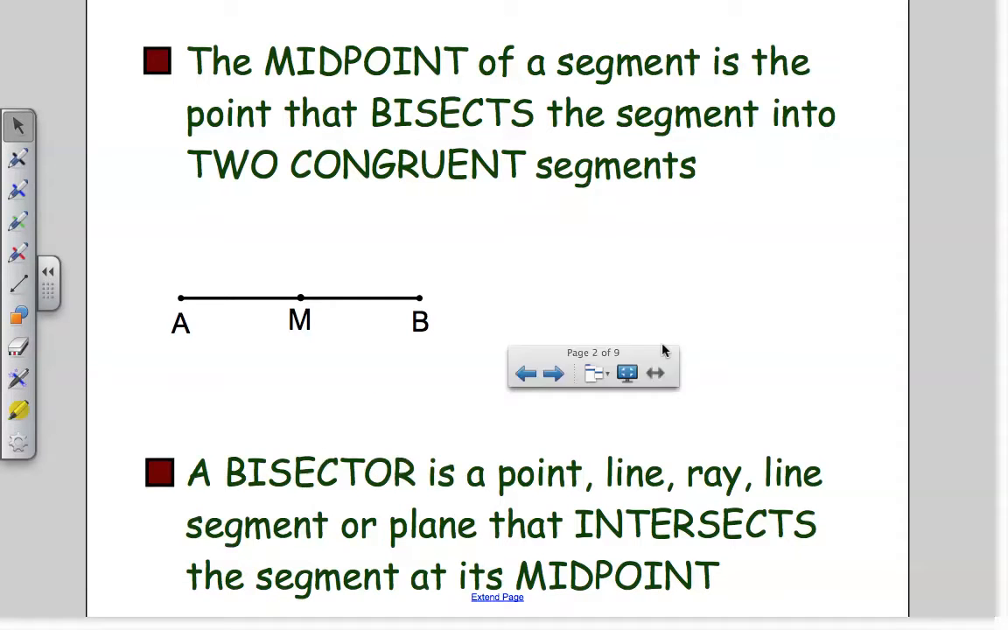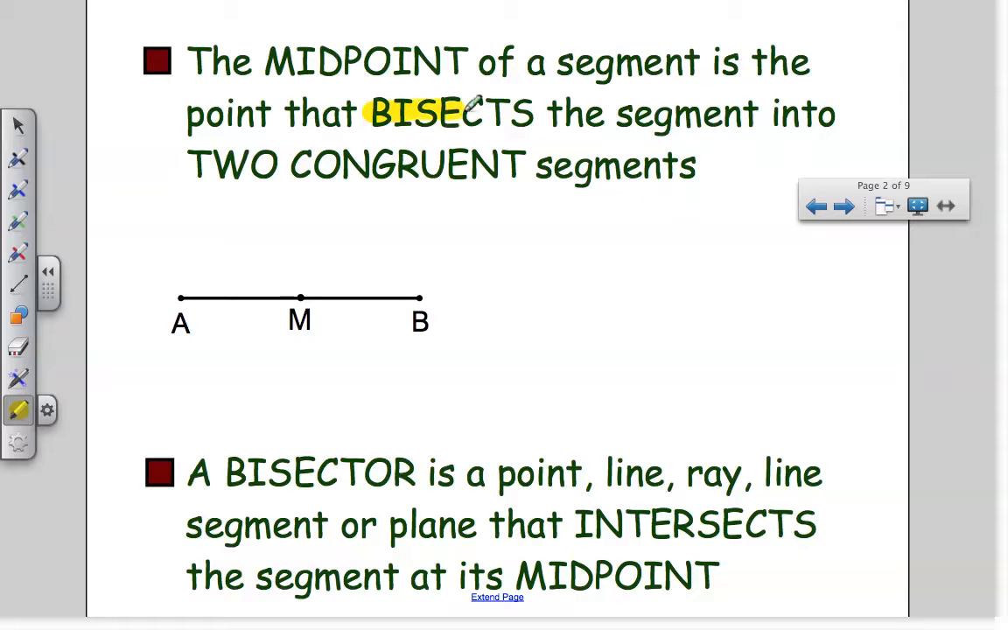Talking about midpoint in general, in geometry, the midpoint, think point in the middle, it really is the point in the middle. It's the point of a segment that bisects a segment into two congruent segments. This term bisect you're going to see over and over again this year.